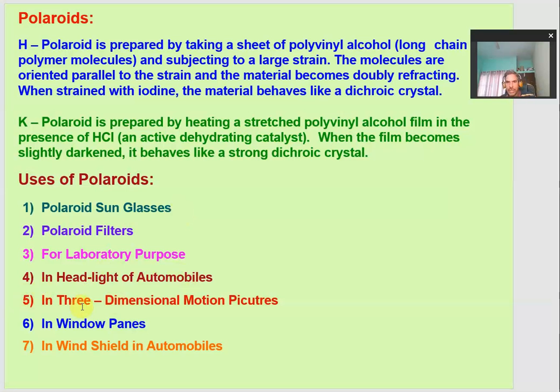In window panes, as you also know, in houses we have window panes where the inmates can look outward, but outsiders cannot look through the glass inside. Polaroids are also used in windshields in automobiles. So these are some applications of polarizers. That is all about the phenomenon of polarization.